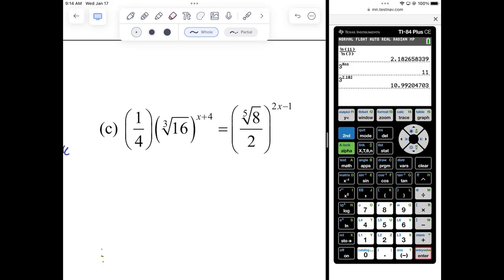Who in the devil's nation created this monster? What in tarnation is that? Well, inch by inch, it's a cinch. Let's look at the variables first. They're attached to bases, right? One of the bases is the cube root of 16. The other base is the 5th root of 8 divided by 2. What is the common base that those two can be written as powers of?